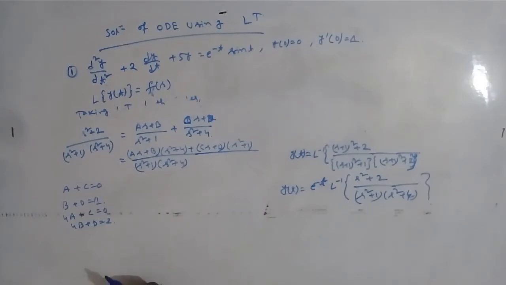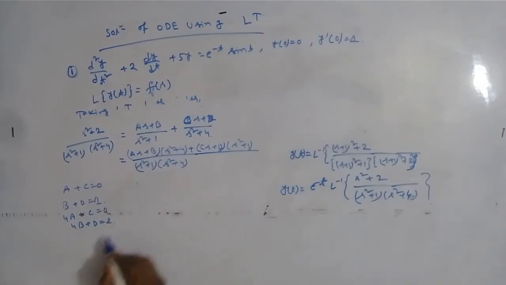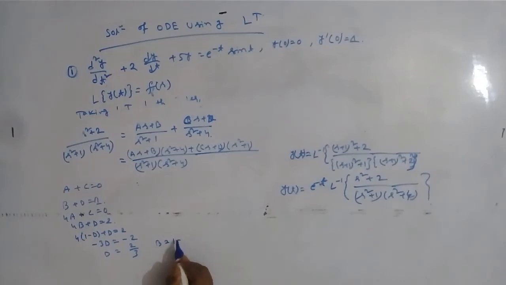So solving these equations, b plus d equal to 1, so b equal to 1 minus d. Putting b equal to 1 minus d into 4b plus d equal to 2, that is 4 minus 4d plus d, which is 4 minus 3d equal to 2. So d will be 2 by 3, and b is 1 minus 2 by 3, that is 1 by 3. Now from the other two equations we get a and c will be 0.